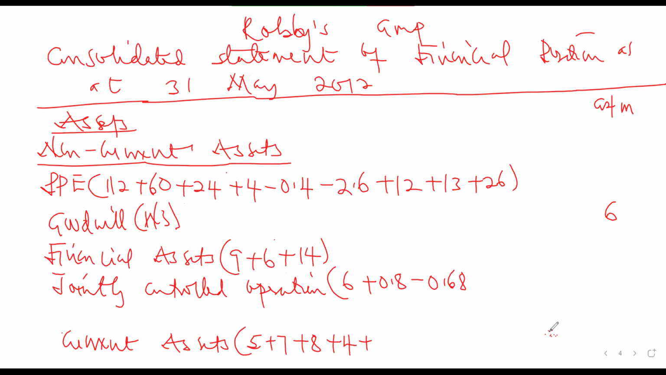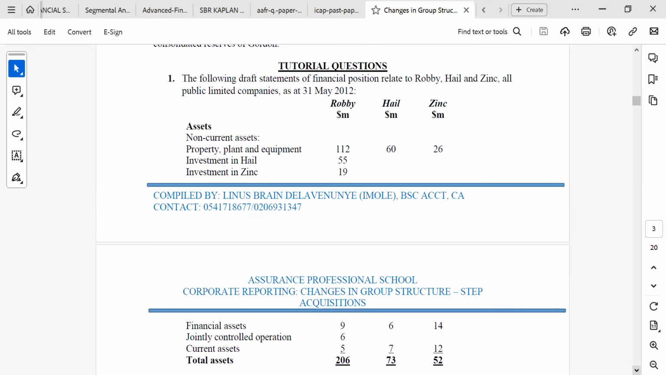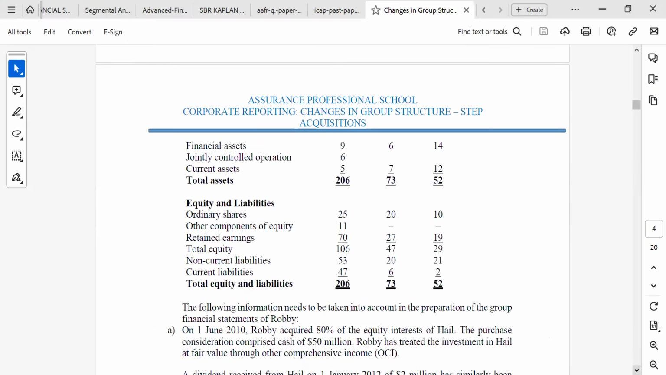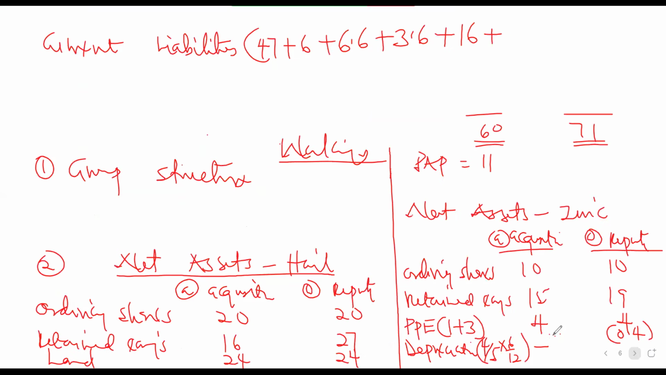What is their current assets? 12. Okay, current assets 12. So we have 12. Their non-current liability is what? That's 21. Okay, and their current liability is 2. So we have 21 and we have the 2 here.